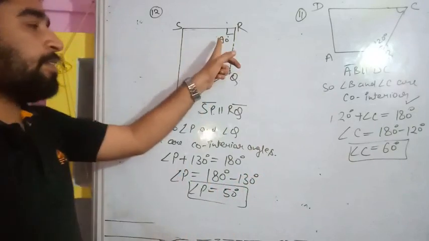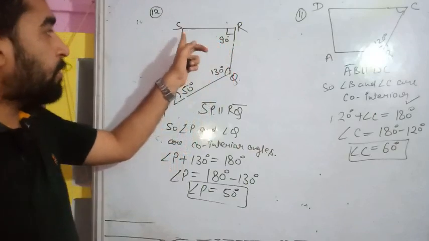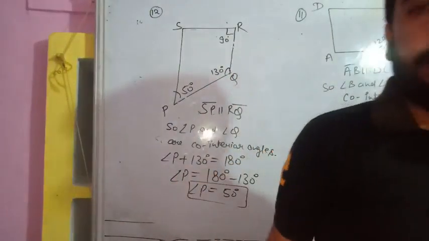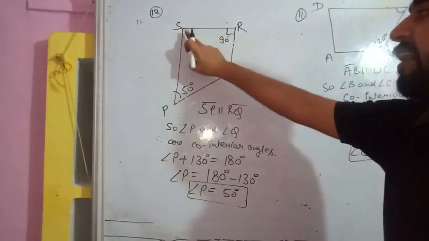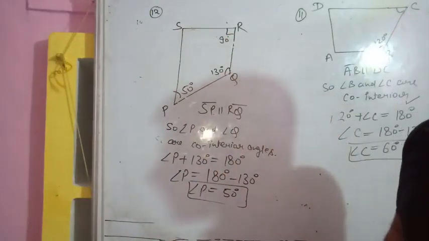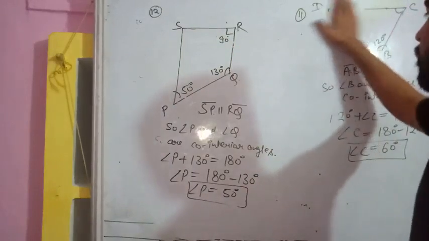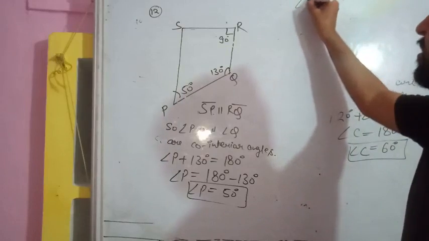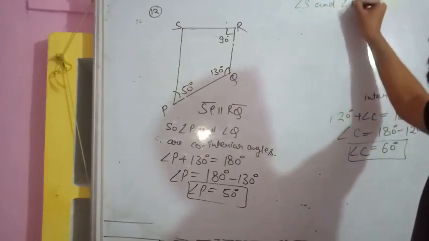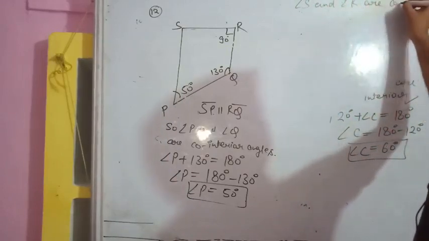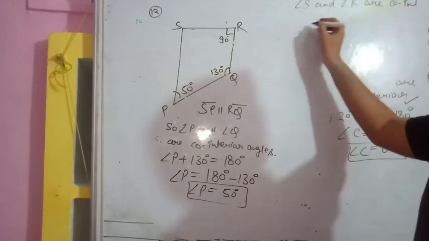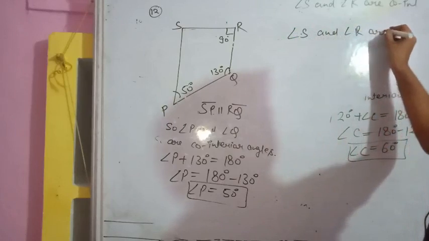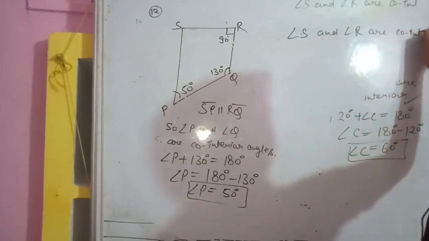In a similar way, this angle is shown to us as 90 degrees. This we can calculate by using the same property, and that is the co-interior angle property. Angle R and angle S are going to be co-interior angles. So students, let us use this property. Angle S and angle R are co-interior angles. I think that's not visible to you, so I am writing it here. Angle S and angle R are co-interior.